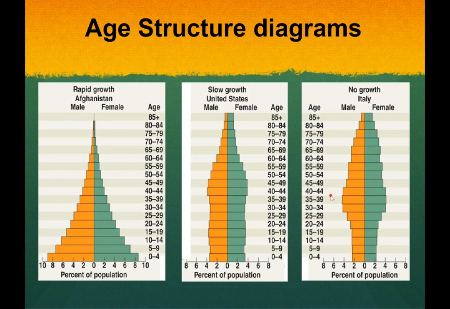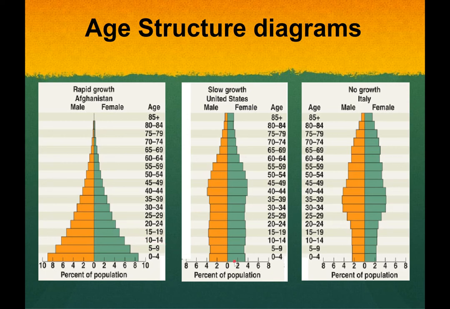So these age structure diagrams can help us see if a country, in this case, is experiencing positive or negative growth. So Afghanistan is experiencing rapid growth. They have the largest percent of their population that is very young, which means as these individuals get older and have their own children, there will be more people added to the population.